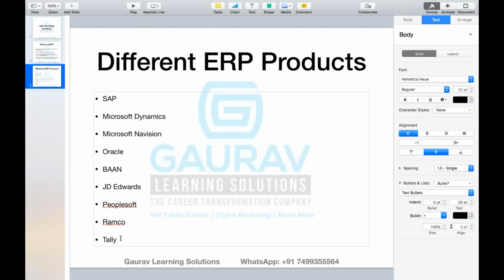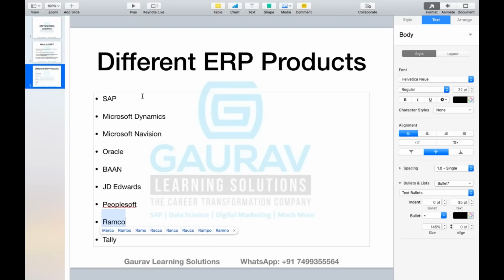You can see the costing itself. Tally is hardly some thousands. SAP is in crores, right? Let's say you have your own company. If you want to implement Tally, it will cost you just some thousands. But if you go for SAP, it will cost you crores. In the same way, all the others are in between. If you go for PeopleSoft or Ramco, then it would be some lakhs.